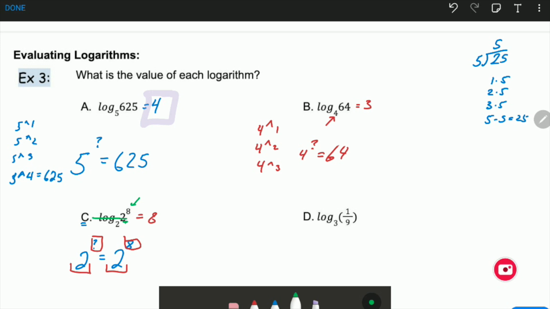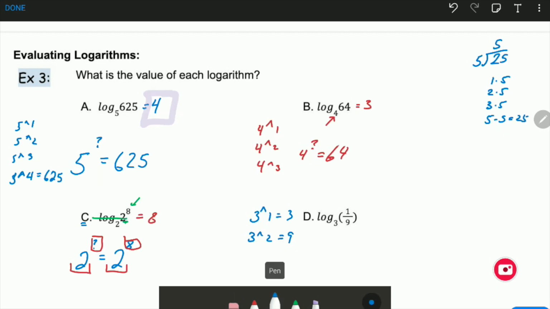This one here, D. So D, log base 3 of 1 over 9. Well, for log base 3 of 1 over 9, we are going to do the same thing. But you might be thinking, what power? Like if I do 3 to the first, 3 to the second, I'm just going to go up 3 and 9. We're not going to get 1 over 9.